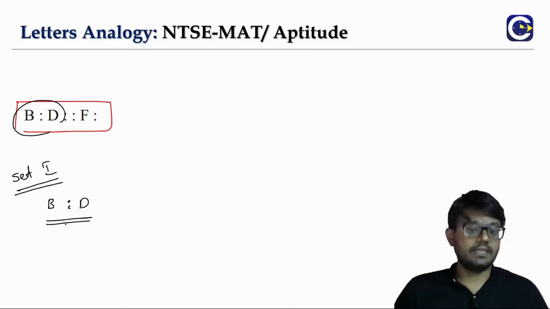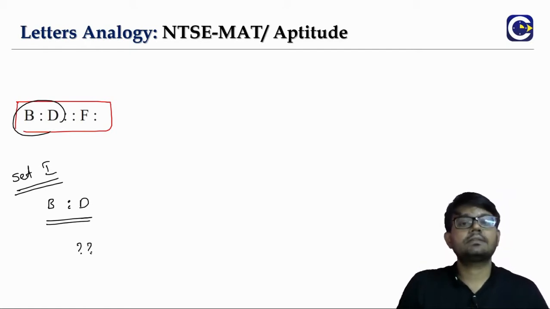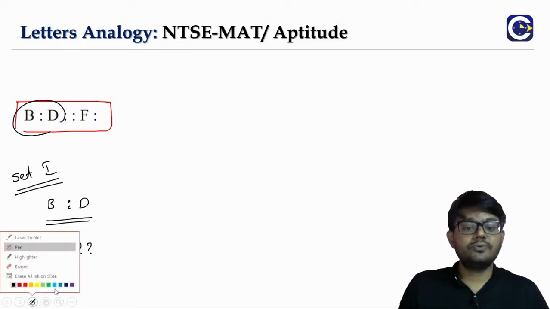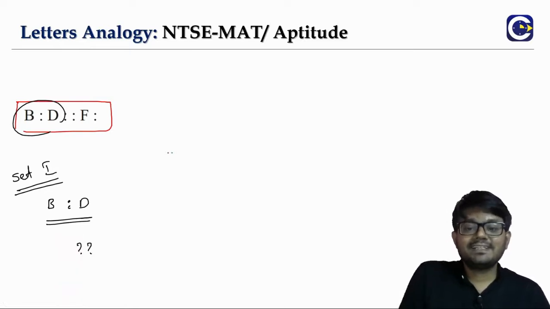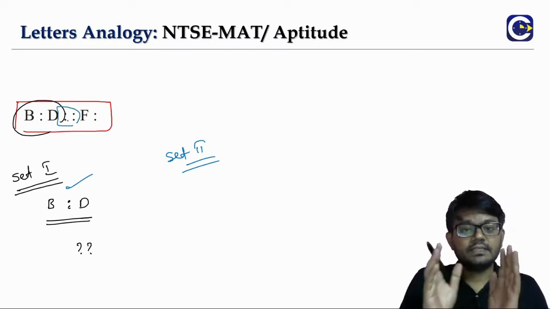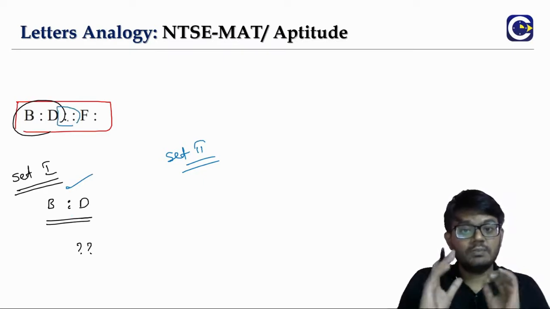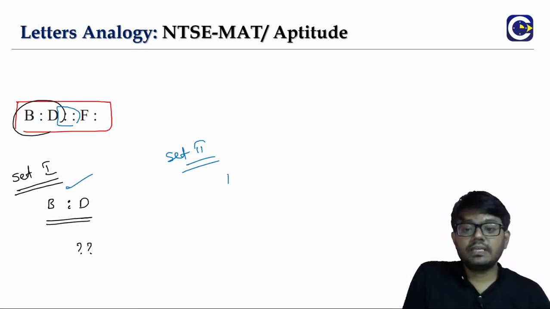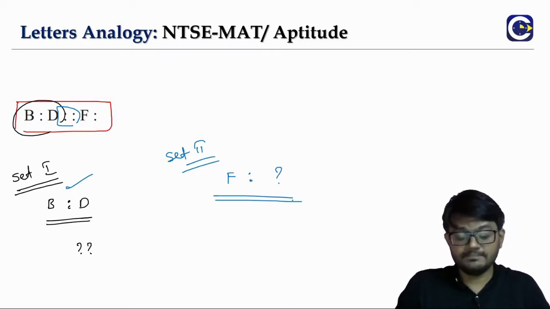So we have a relation between them. Analogy basically means we have a relation, and we have to find out what the relation is. Then we have to apply the same relation on the set 2. The letters of the set 1 are separated by a single colon. Set 1 and set 2 are separated by a double colon. In set 2, F is given and the other letter of set 2 is missing. That is what we have to find.